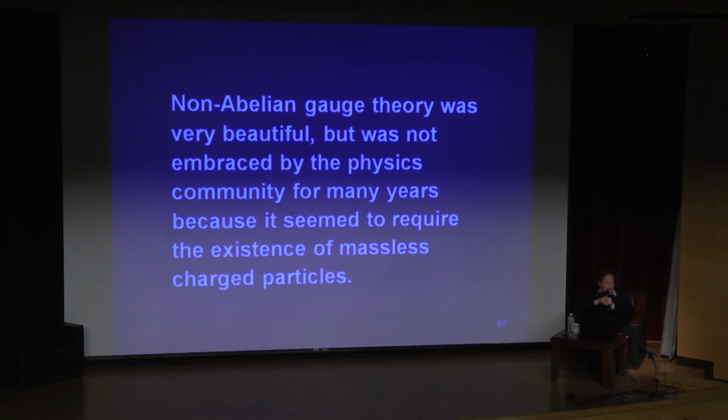Non-abelian gauge theory was very beautiful, but was not embraced by the physics community for many years because it seemed to require the existence of massless charged particles. In fact, I had published in one of my books a description of what happened in 1954 when I gave a talk at the Institute for Advanced Study about the work that Mills and I were doing on the non-abelian gauge theory. And Pauli was in the audience, and he gave me a very hard time. The reason that he was not believing in the non-abelian gauge theory was because he believed that the theory apparently would lead to massless charged particles, which was, of course, both theoretically nonsensical and experimentally not confirmable.